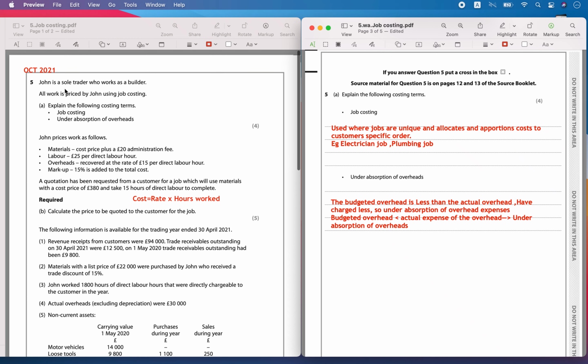Hello, today we are solving October 2021 paper question number 5 part A. Explain the following costing terms. Job costing. So what does job costing mean?